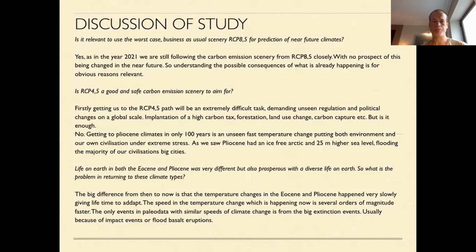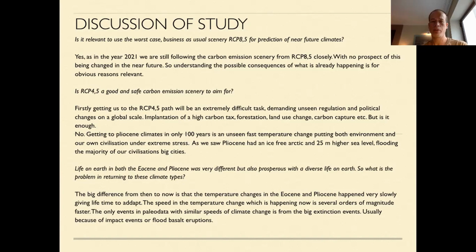Lastly, archaeological evidence. From archaeological evidence, we know that both in the Eocene and the Pliocene, we had prosperous and diverse life on Earth. So, what is the problem in returning to these climate types? Yeah, the big difference from then to now is that the temperature changes in the Eocene and Pliocene happened very slowly, giving life time to adapt to the changes.